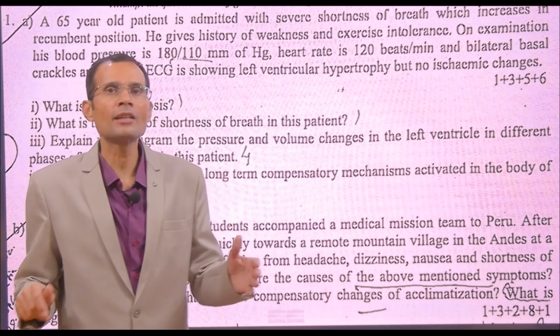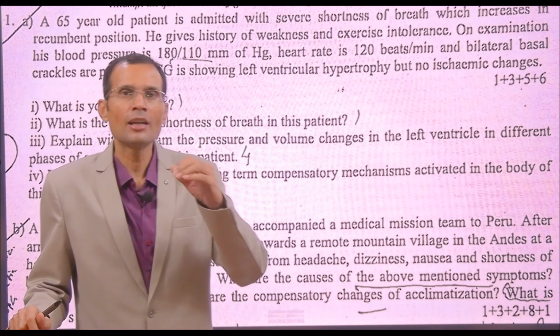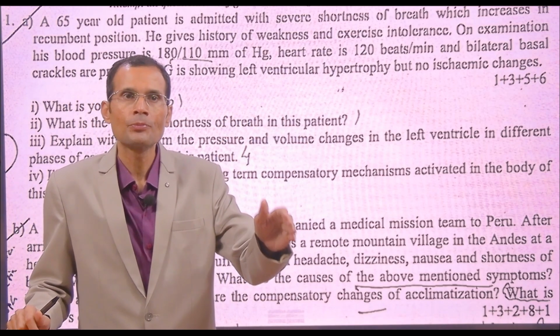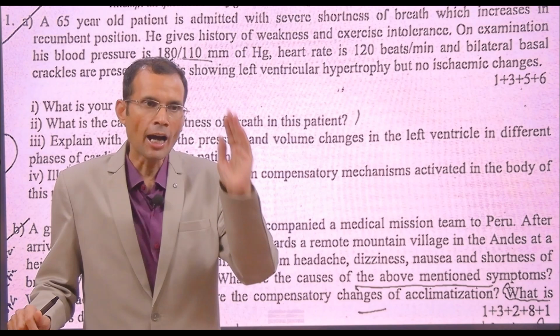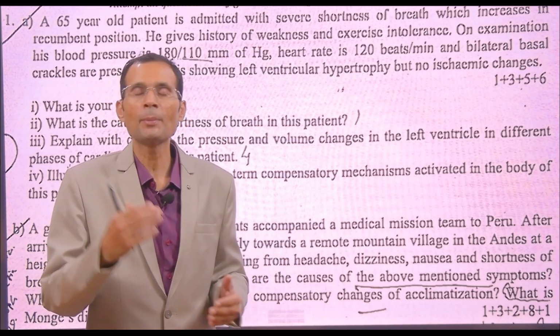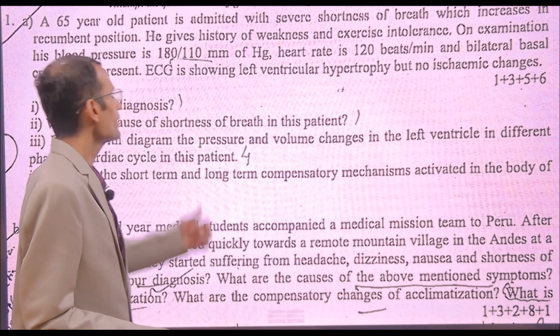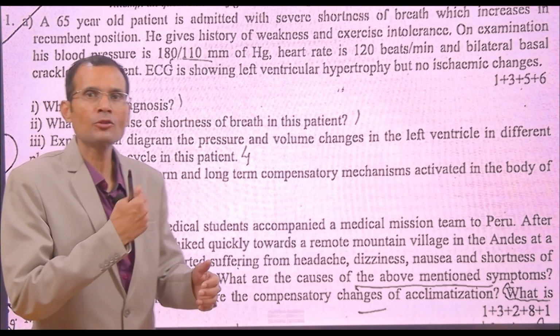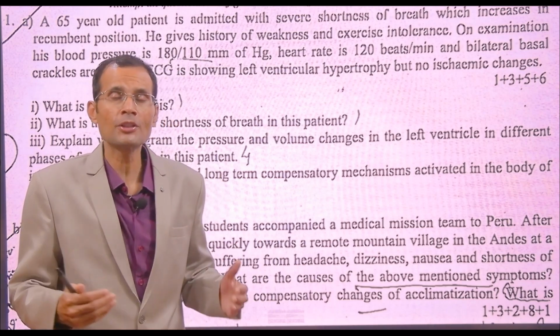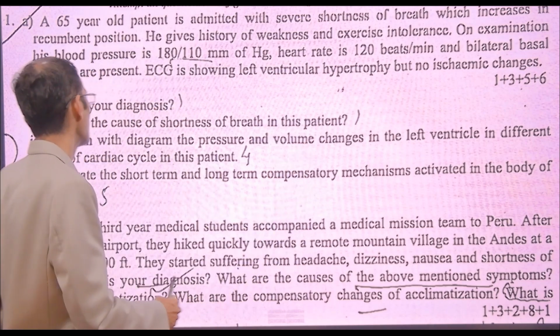So two things are possible. One is the left ventricle is ejecting the blood into the aorta and arteries, and since there is arterial high blood pressure, the afterload on the heart is increasing. That may be one reason for shortness of breath. And the second, of course, is that the blood has got congested in the lungs and therefore fluid accumulation in the lungs causes shortness of breath.